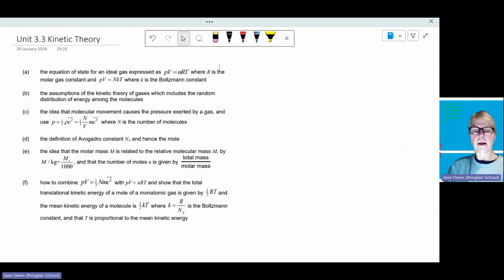Then my colleague James Rydd from Cynfrig School in Bridgend will kick off session 2 with nuclear decay, Unit 3.5, and then I'll come back for session 3 to do thermal physics, which is Unit 3.4, and then James Rydd will finish the recording sessions with nuclear energy, Unit 3.6.